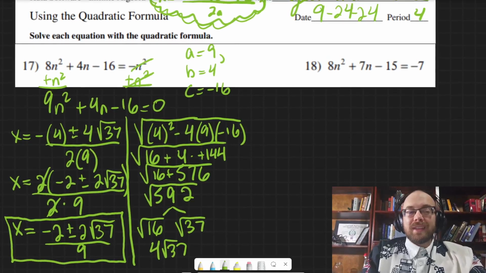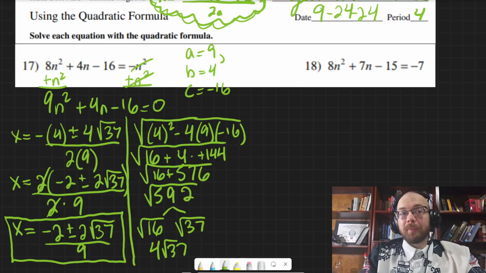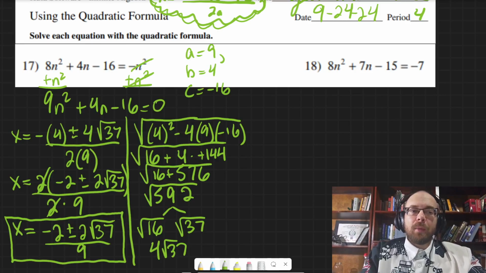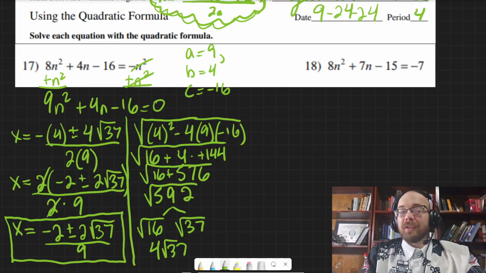With an answer that's this ugly, it's hard to plug it back in to check it, but it is possible. If you're using a calculator, you want to be really careful plugging this back in. I wouldn't do this by hand. So you could check it that way. But because the answer is irrational, because the square root of 37 you can't do anything with it, there's no way to factor it and check it that way.